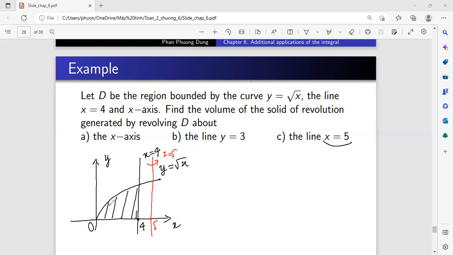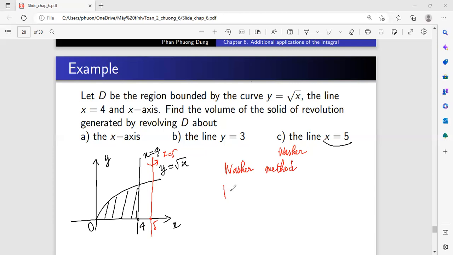So when you cut our solid of revolution perpendicular to the y-axis, you will obtain a cross section of a shape like a washer. So we will use the washer method here to find the volume of the solid of revolution. But notice that our axis of revolution here is parallel to the y-axis, not the x-axis. So you cut perpendicular to the axis of revolution, that means perpendicular to the y-axis, not the x-axis.